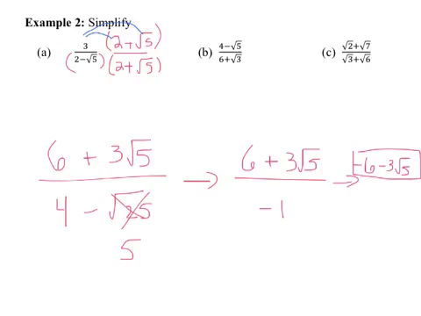For parts B and C, I'm going to record today. It's the same process, but you need to remember, take a look at part B. You're going to multiply by 6 minus root 3 over 6 minus root 3. Always the denominator's binomial conjugate. But don't forget, in the numerator, you need to FOIL this. I will record the rest of this video on my own, and you'll see the posting on Moodle.